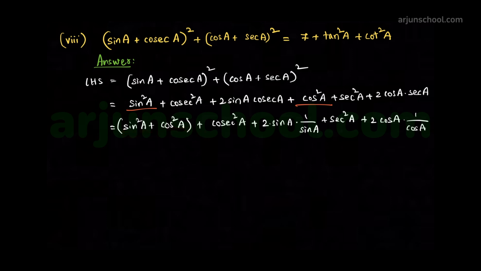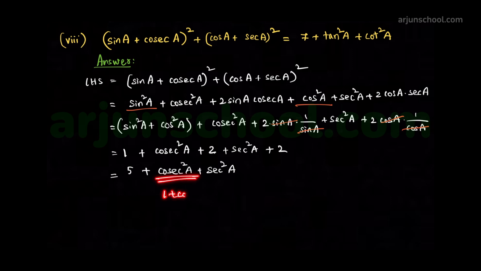Sin² A plus cos² A can be written as 1 plus cosecant square A plus, we can cancel sin A from numerator and denominator, which becomes plus 2. Then we have secant square A plus, we can cancel cos A from numerator and denominator, it becomes plus 2. Therefore LHS is equal to 1 plus cosecant square A plus 2 plus secant square A plus 2, that is equal to 1 plus 2 plus 2 is 5, 5 plus cosecant square A plus secant square A.